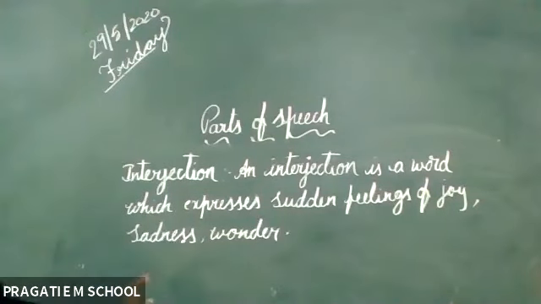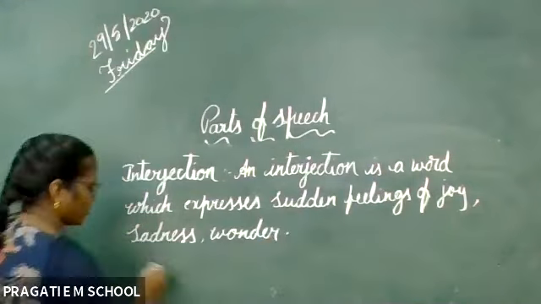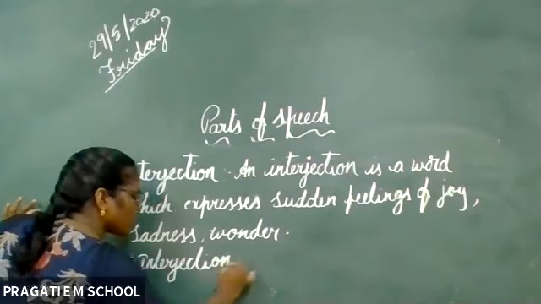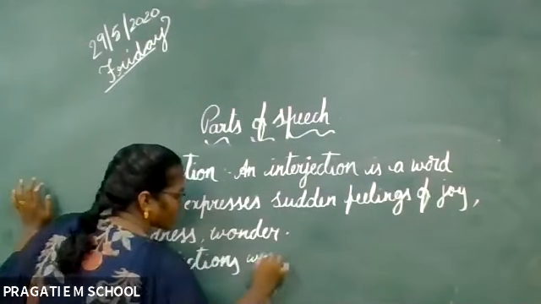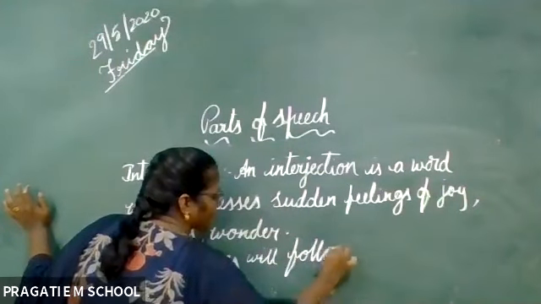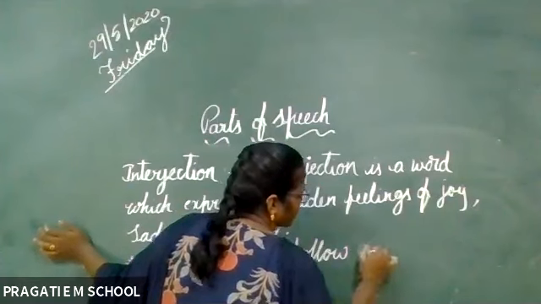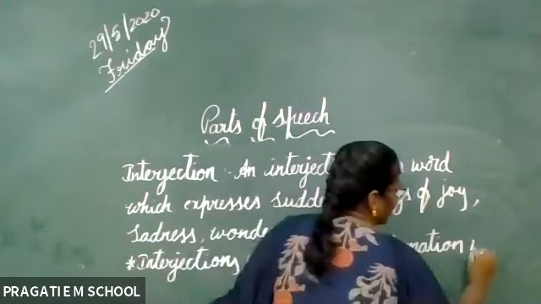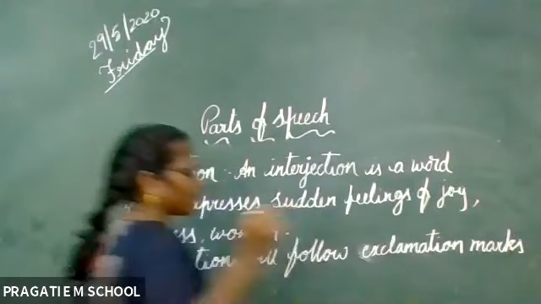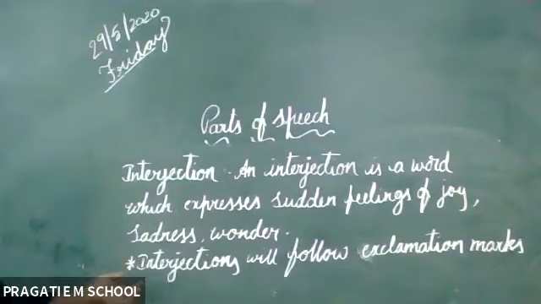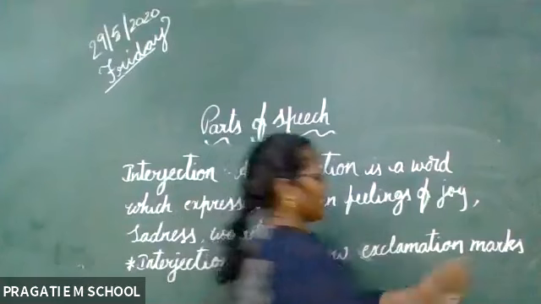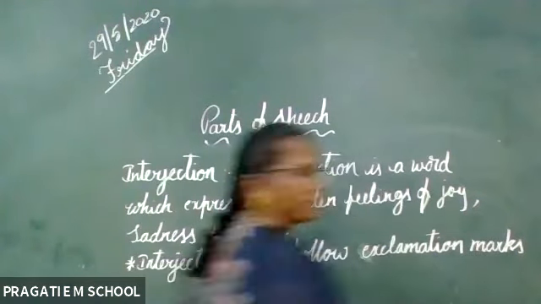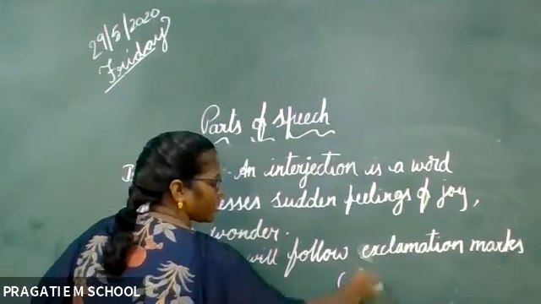So now right here, interjections will follow exclamation marks. This is called an exclamation mark. Exclamation mark means this. Okay.